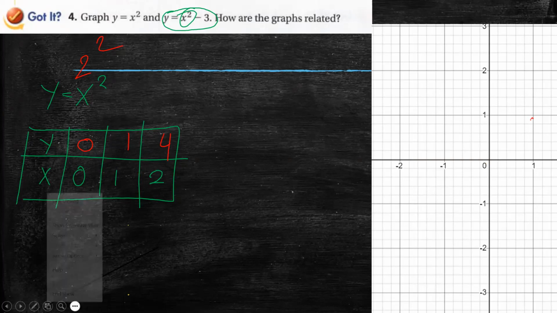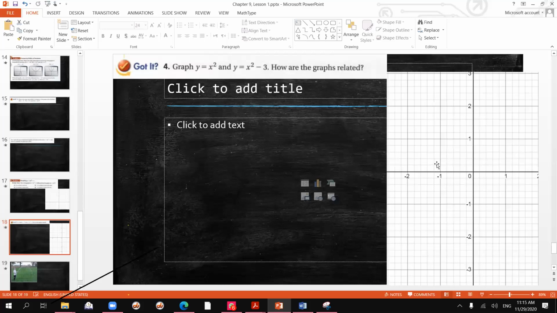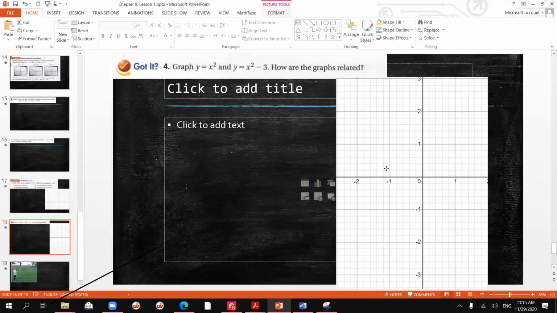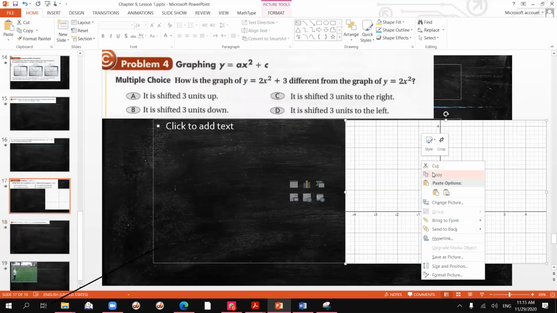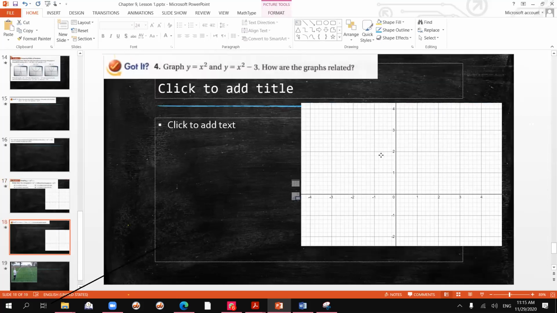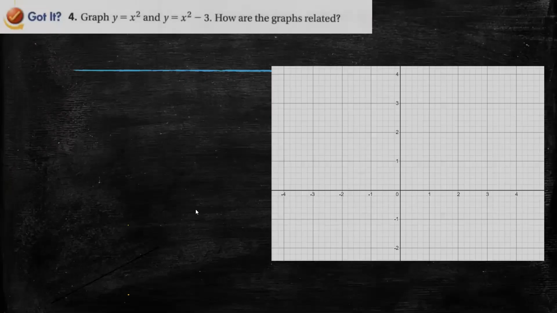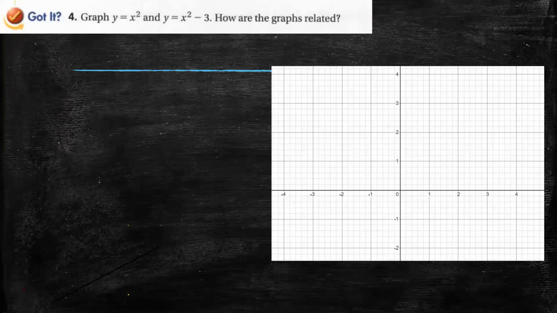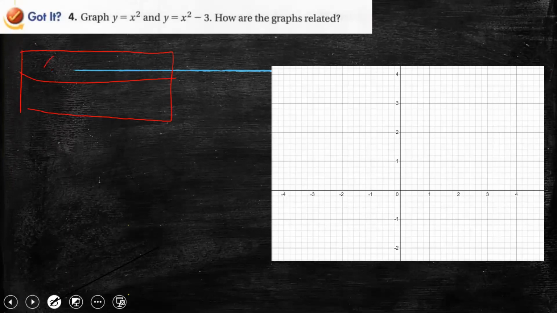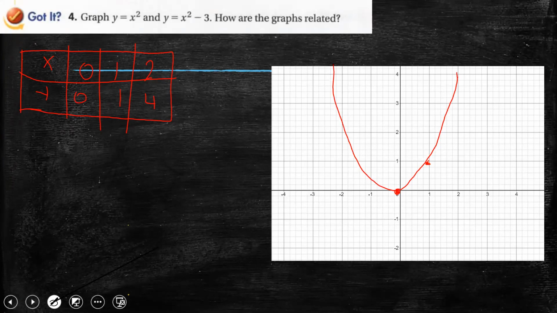Let's paste here. So we say that this is x, this is y: 0, 1, and 2, and 0, 1, and 4 for x squared. So here we have 0, 0, 1, 1, 2, 4. This is for the parent function. Now let's connect the points and make a reflection. So this will be for y equal x squared.